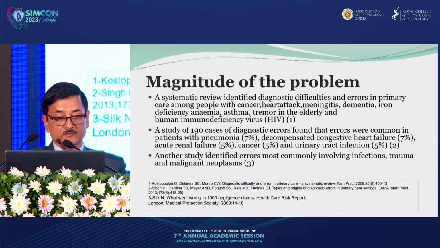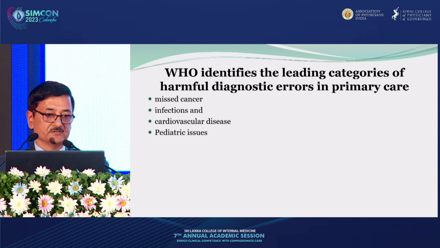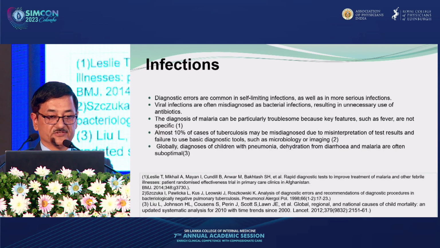Now we come to the major areas that the WHO, the World Health Organization, has identified as the reasons for diagnostic errors. The most common were missed cancers, because of the insidious onset and initial symptoms that are not very conclusive. Then we have infections, which I'll be discussing in detail. Then cardiovascular disease, where the initial symptoms may not be that apparent, and pediatric issues, because we don't have the capacity to get the proper history and physical examination.